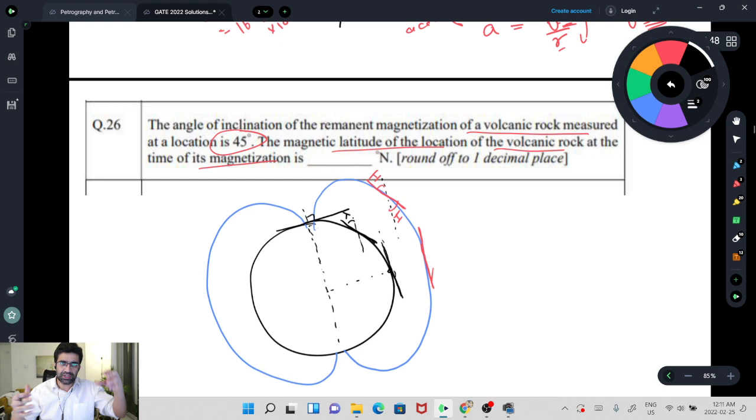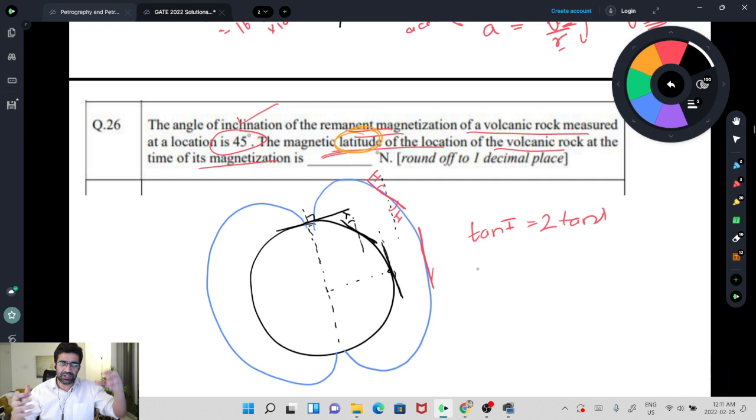This we will call lambda. The relationship between them is given by a very simple formula: tan I is equal to 2 tan lambda. What you have to do is calculate the angle of inclination of remnant magnetization that is given to you, and the magnetic latitude of the location of the volcanic rock. So you have to calculate the latitude; inclination, the angle of inclination, is given to you.